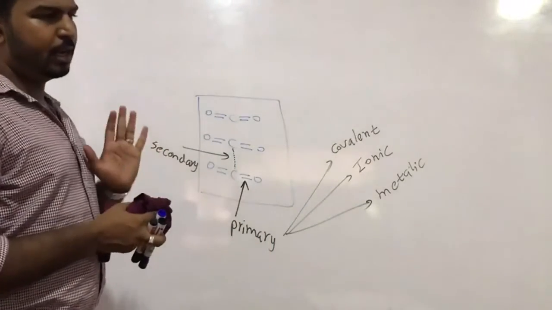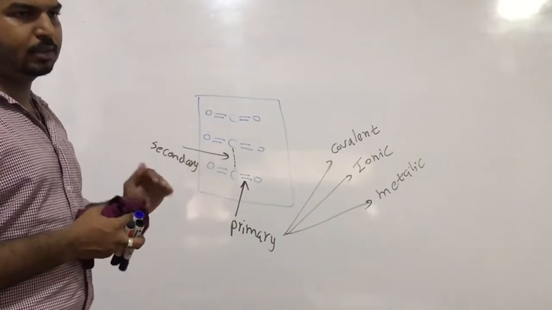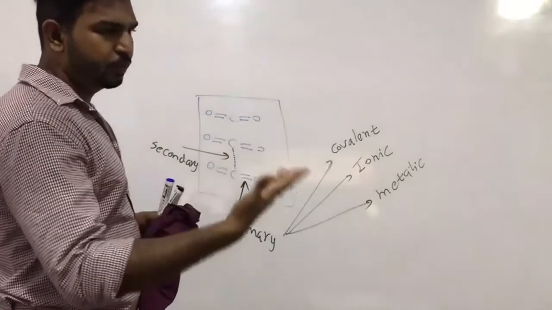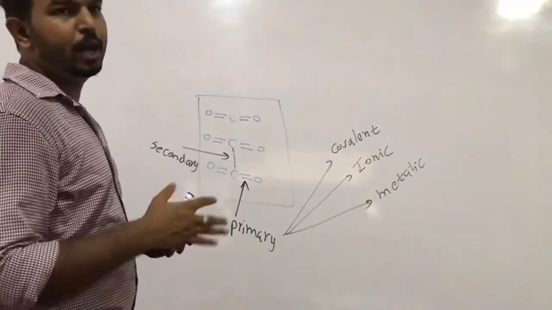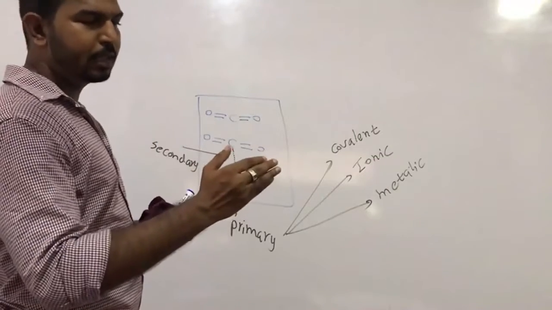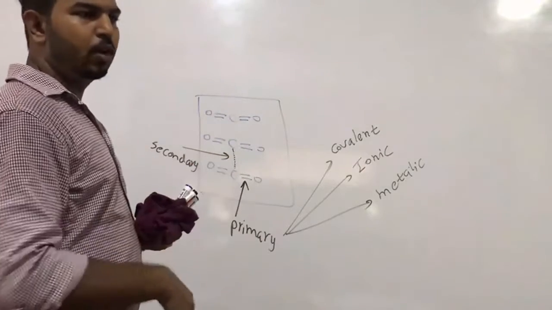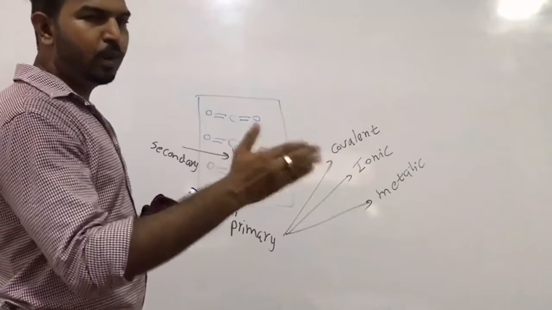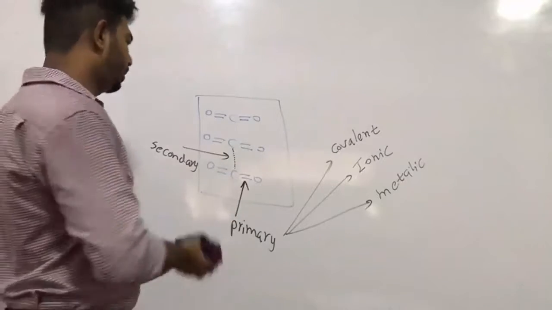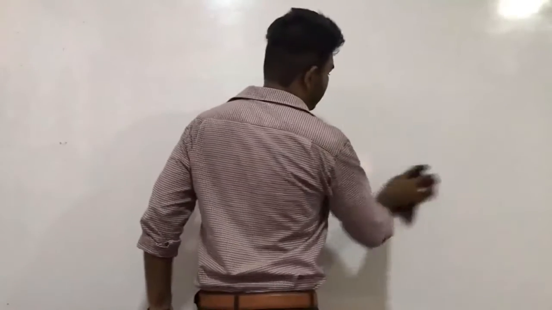Now you know there are two interaction forces, primary interactions and secondary interactions. First we are going to talk about primary interactions. Primary interactions are the interactions inside a molecule, where two atoms in the molecule are bonded with primary interaction forces.